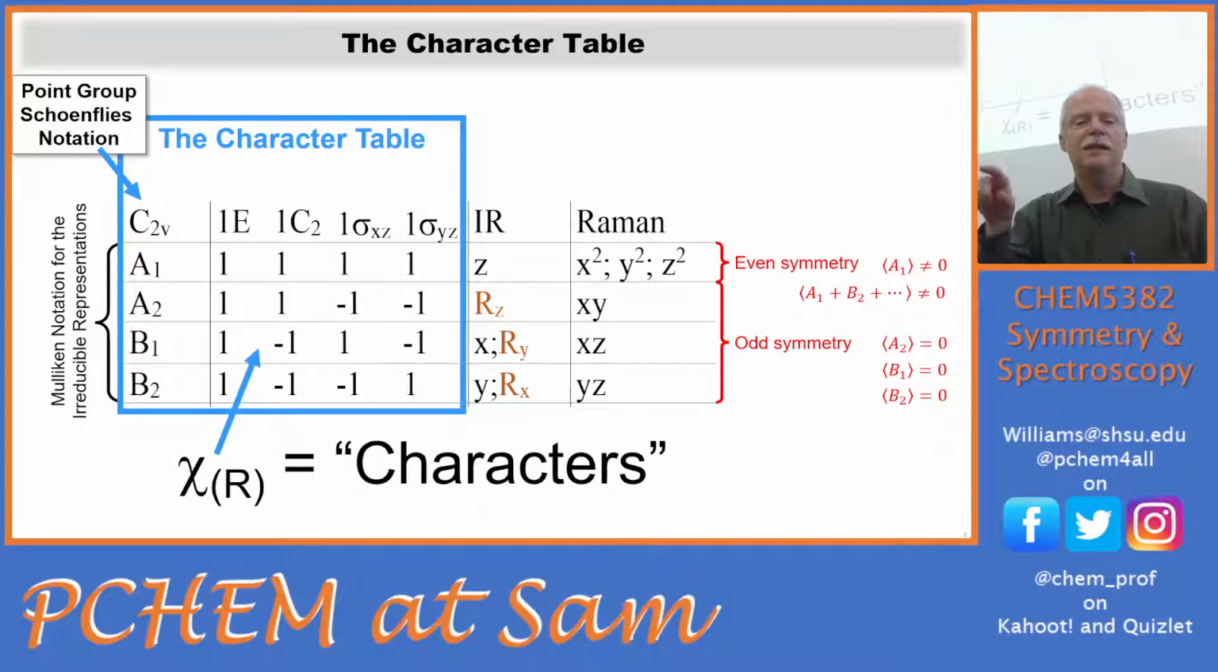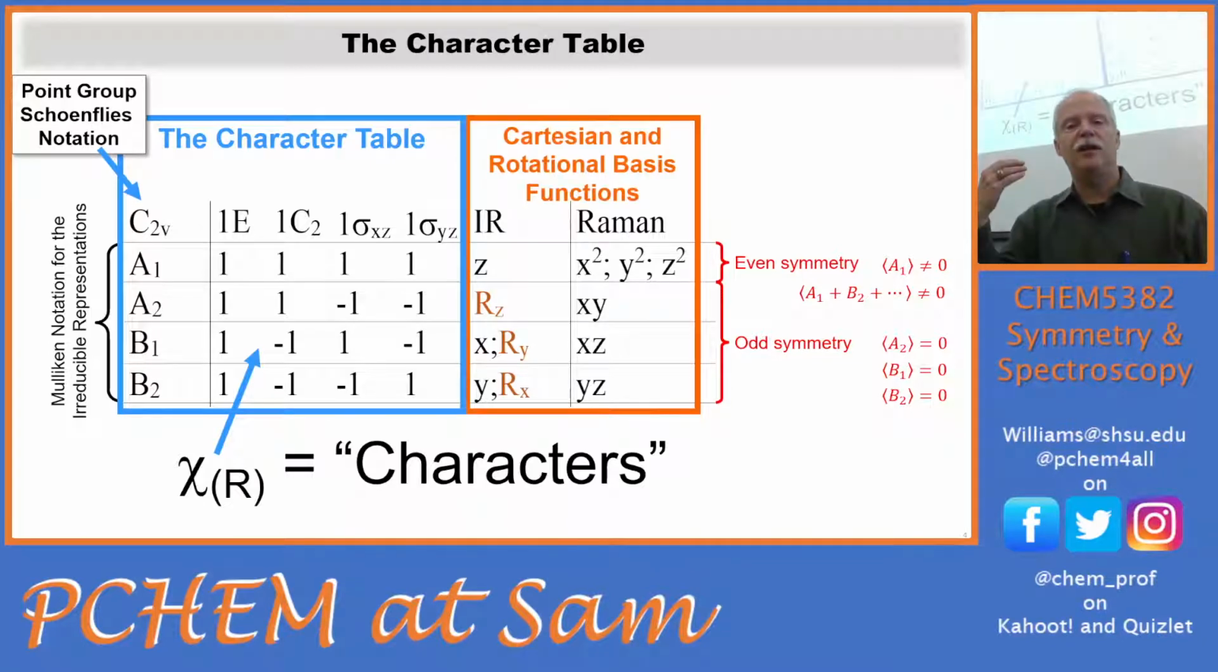And these ones in the middle, those are the characters. So when we talk about a character table, those are the characters that we're talking about. And they represent what happens when you do a C2 or a reflection or an inversion. And then these over here, these are Cartesian and rotational basis functions. So it's helpful to know the symmetries in this character table of the x-axis, the y-axis, the z-axis. It's helpful to know like the dz squared or dxy. You can put your atomic orbitals in here using those xy, xz, and so on. You can put the vibrations and molecular orbitals in here using analogies to these axes in Cartesian basis functions.